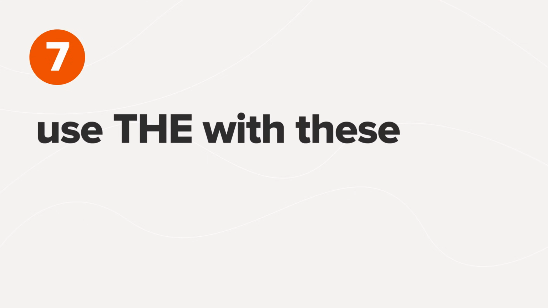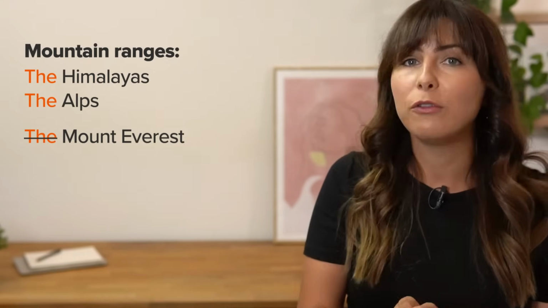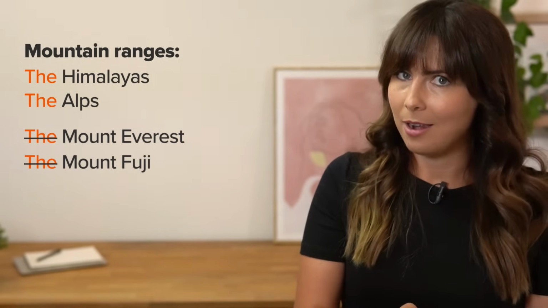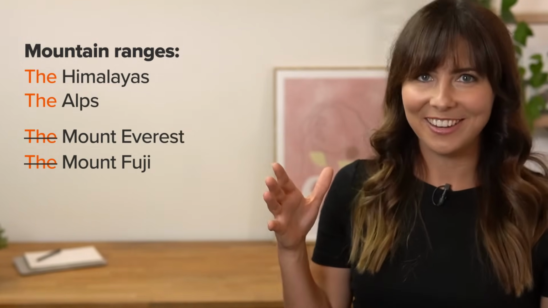Oh, last tip. We have just learned not to use the with country names, towns, and cities, but there is a different rule for geographical nouns. Rule number 7 is use the definite article with these geographical nouns. With mountain ranges like the Himalayas or the Alps, these names refer to a group of mountains, right? However, single mountains like Mount Everest or Mount Fuji are used without an article. A single mountain, no article. Groups of mountains use the.